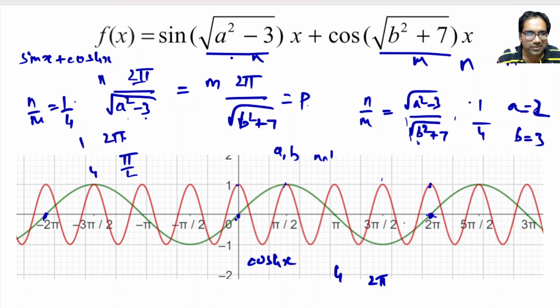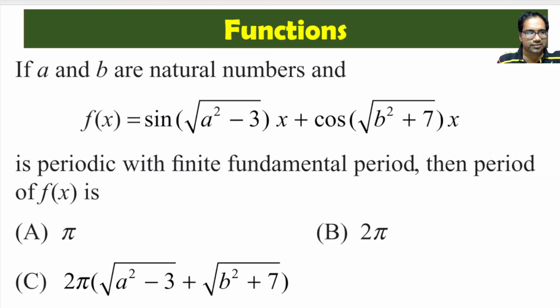So one cycle of sine with a period of 2 pi, that is this, and 4 cycles of cos, each one with a period of pi by 2, that is the red one, again 4 cycles. They will coincide again at every 2 pi units. Okay. So this is completing 4 times and this is completing 1 time. So obviously together they will complete the cycle after about 2 pi units. So the correct answer is 2 pi. Right guys?